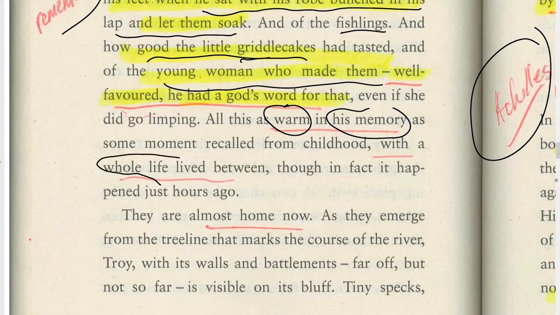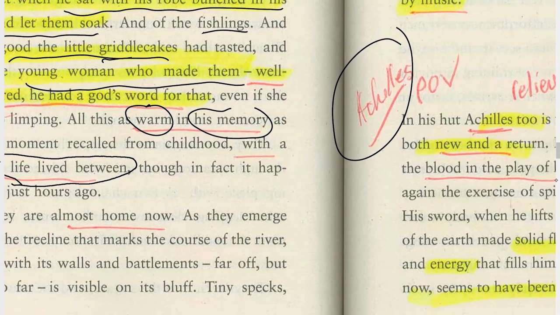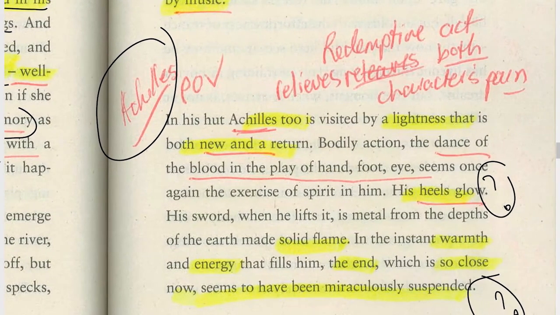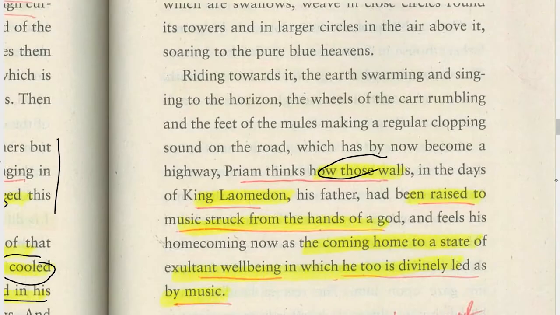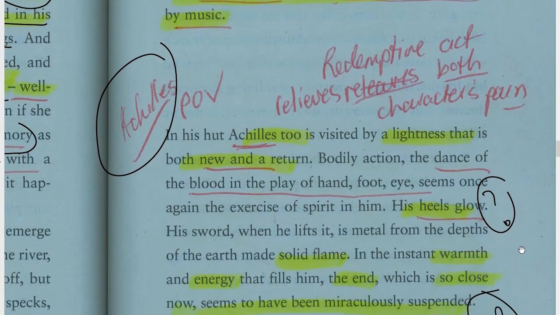And that whole life lived between, I guess there's been a lot of change that's happened, a lot of new things. So it's like a life. And now they're almost home. As they emerge, they can see Troy visible on its bluff. He thinks of those walls in the days of King Laomedon, his father, had been raised to music struck from the hands of a god, and he feels his homecoming to the state of exultant well-being in which he too is divinely led as music.